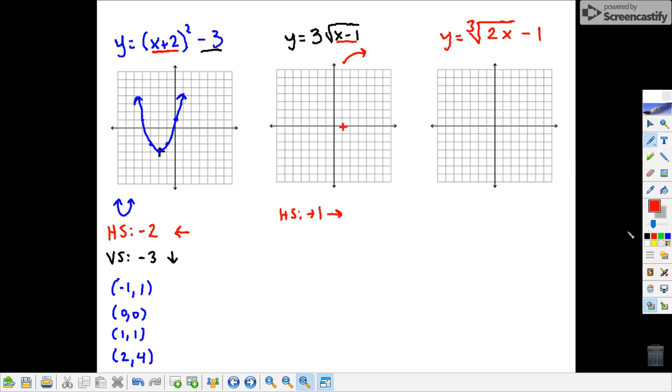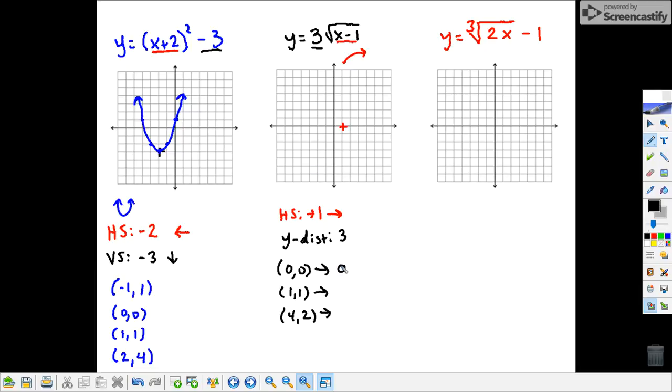Now there's one more piece that will affect our graph, and that's this 3. Since it's on the outside, once again it affects your y values. I call it a y distortion. Other people will call it a vertical stretch. The reason I call it a y distortion is to remind myself it's affecting my y values. I'm going to multiply all my y values by 3. So my key points are (0, 0), (1, 1), (4, 2). This triples your y values.